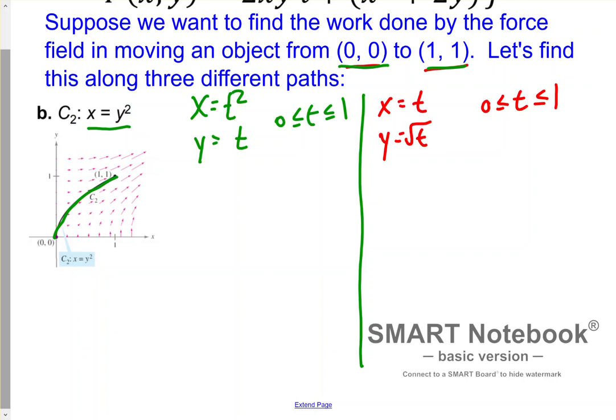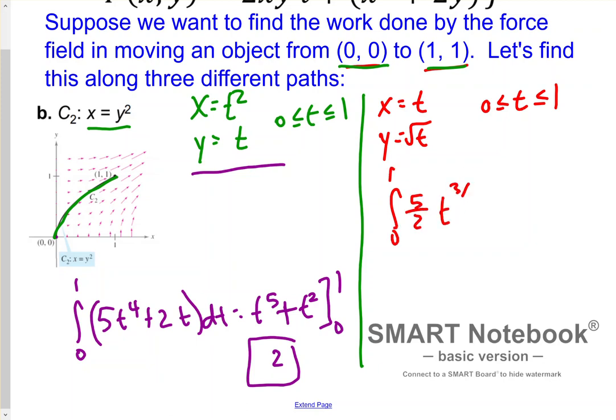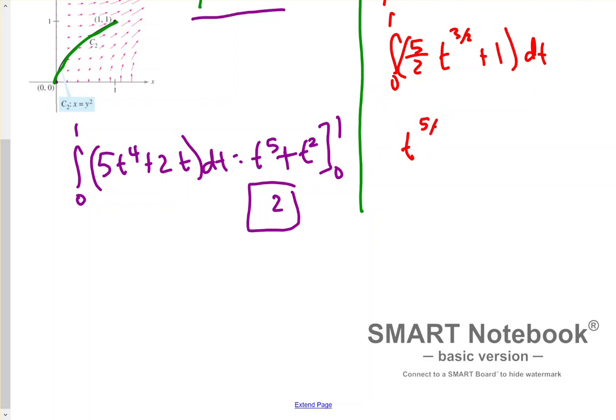Okay, hopefully you've done all the work now. Just to shortcut the process a little, if you picked this parameterization here, your integral should have ended up being the integral from 0 to 1 of 5t to the 4th plus 2t, which integrates to t to the 5th plus t squared from 0 to 1, which still gives us 2. And if you pick my red parameterization over here, I ended up with the integral from 0 to 1 of 5/2 t to the 3/2 plus 1, which integrated to t to the 5/2 plus t. And this still gave us 2.